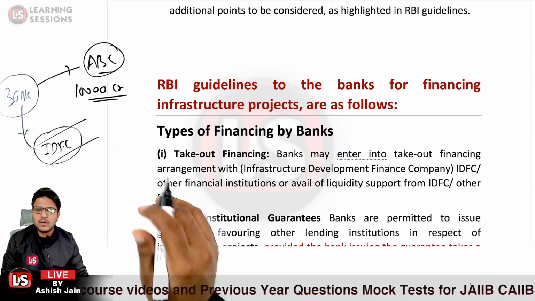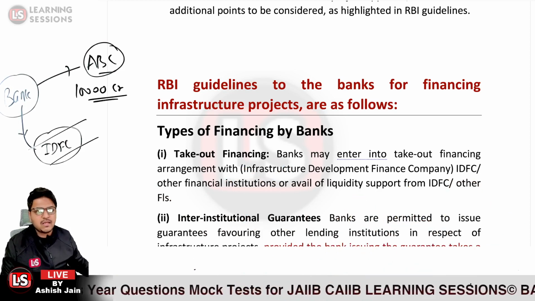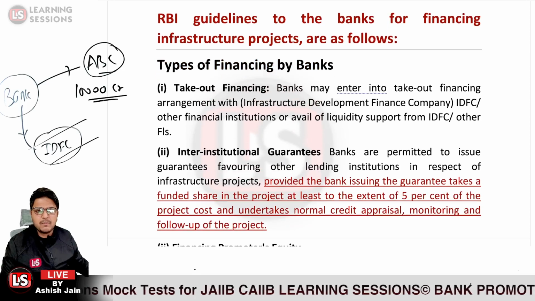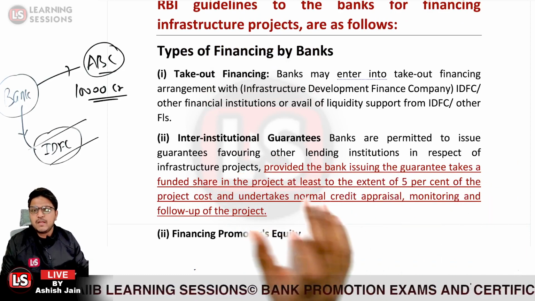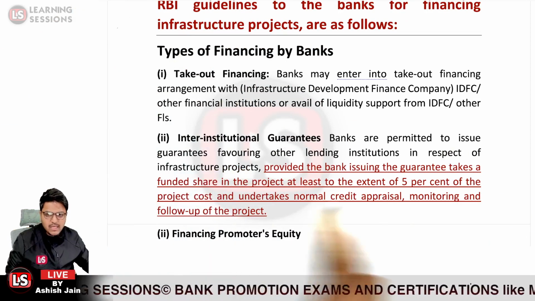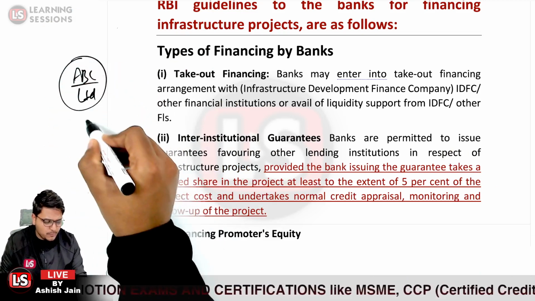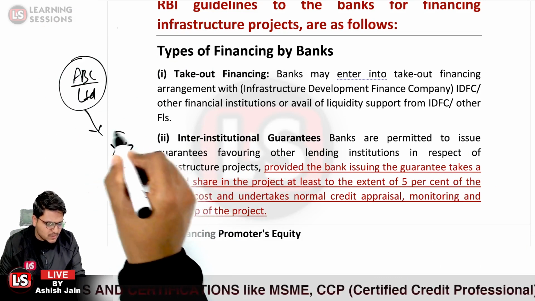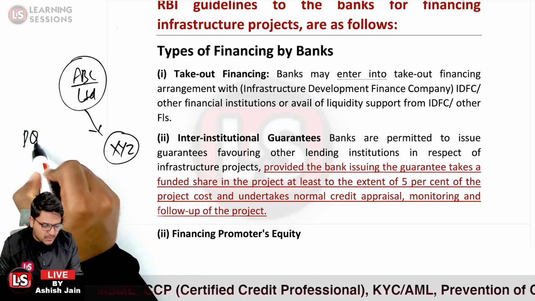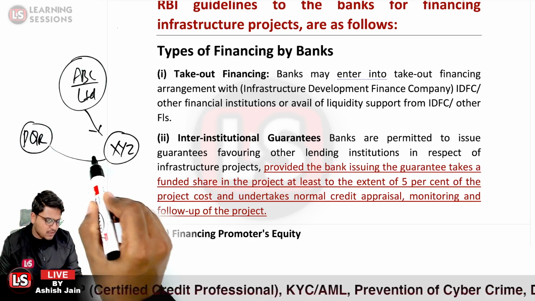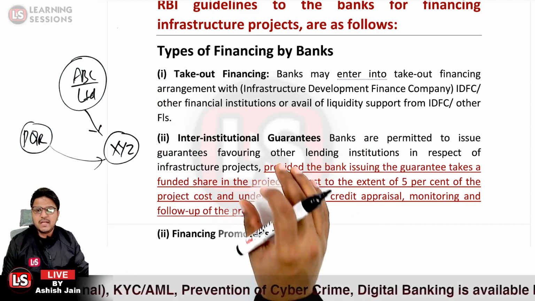Now that is basically related to what? It is related to takeout financing. Second, it is related to the inter-institutional guarantee. Banks are permitted to issue guarantees favoring other lending institutions in respect of infrastructure loans. What does it indicate? ABC Limited firm approached bank XYZ for the sanction of a loan, where another bank, let us take the case PQR Bank, gave a guarantee in favor of XYZ for ABC Limited. That is actually allowed. That is basically inter-institutional guarantee.